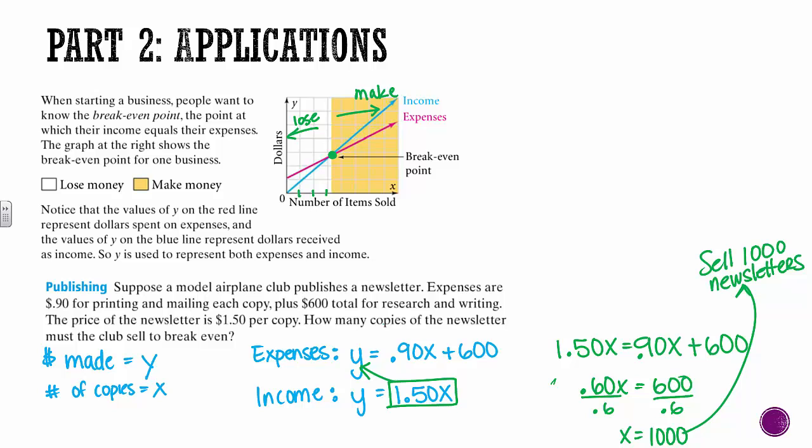So we need to sell more than 1,000 if we want to make money. Anything less than 1,000, we're going to lose money. And if we sell exactly 1,000, we are breaking even. We're not going to make or lose any money.